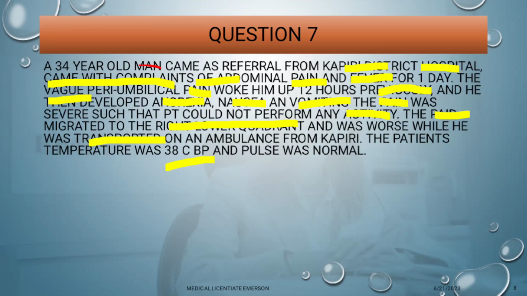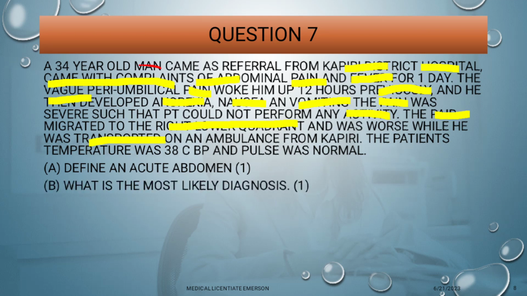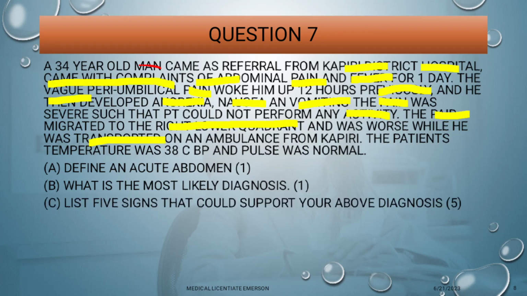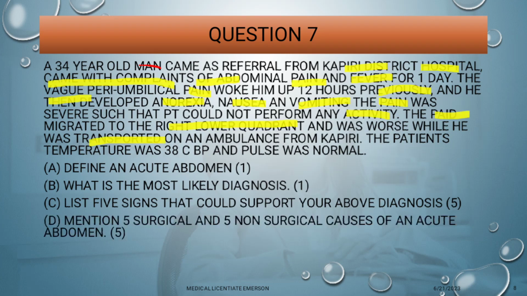38 degrees Celsius, and the pulse was normal. Okay, so the questions are: define acute abdomen. Before I define, let me just read through the questions. Define acute abdomen. What is the most likely diagnosis? List 5 signs that could support your above diagnosis.